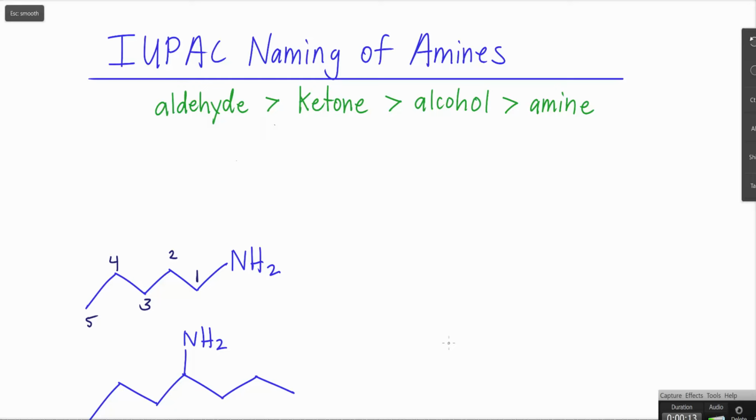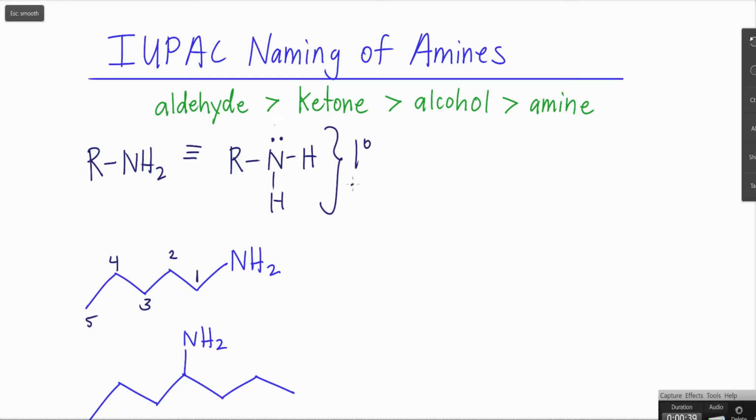All right, let's talk about the IUPAC naming of amines. So our amine group would be RNH2, and we could represent that by RNHH, with a pair of electrons. So this would be a primary amine. One R group bonded to the nitrogen.